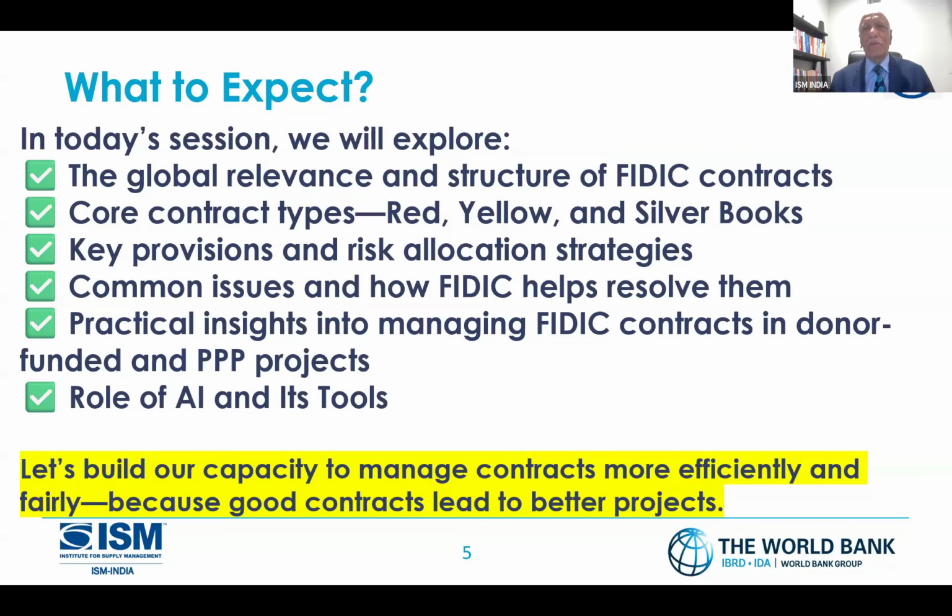Obviously, the contract is meant to mitigate the risk for both. If I am the employer and you are the contractor, or you are the employer and I'm the contractor, we want to do a very good risk allocation. Then, common issues and how FIDIC helps to resolve them. This is the biggest plus point of FIDIC. First, it is very international and effective. Second, when it comes to mitigating risk, suppose we are working as an employer and a contractor and there is a dispute. It happens in big contracts.